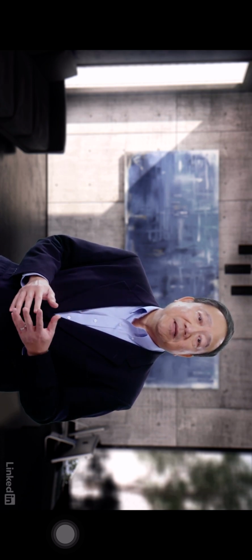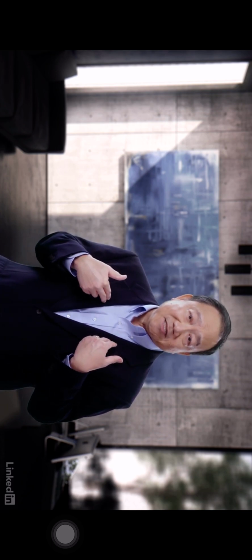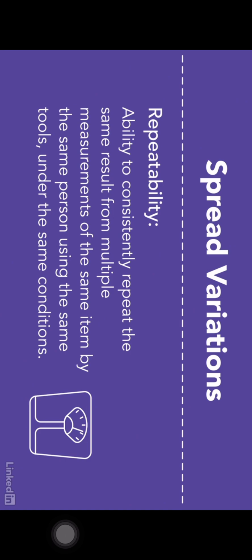To be repeatable means that if I weigh myself twice or even 3 times on the same scale, I should get the same readings. Repeatability measures the ability of the measurement system to be consistent when the same item is measured again under the same conditions and by the same person.